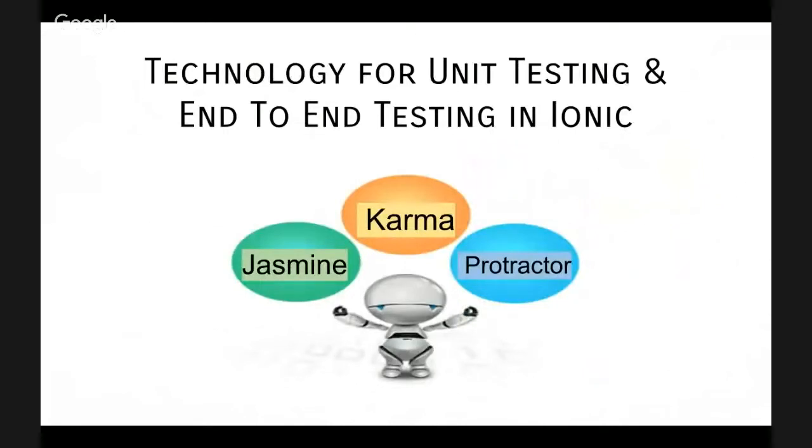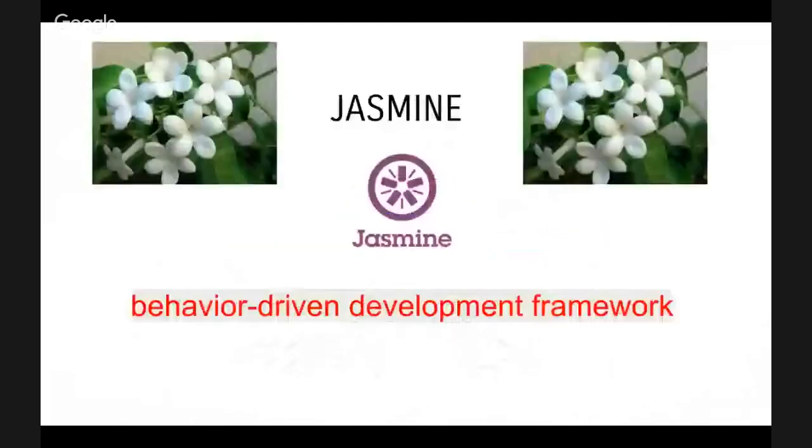Now I'm going to talk about the technologies used for unit testing and end-to-end testing. We mainly use three frameworks for testing in Ionic, and they are Jasmine, Karma, and Protractor. Let's start off with Jasmine. Jasmine is a behavior-driven development framework for testing JavaScript code. What that means is having a software development methodology in which an application is specified and designed by describing how its behavior should appear to an outside observer.